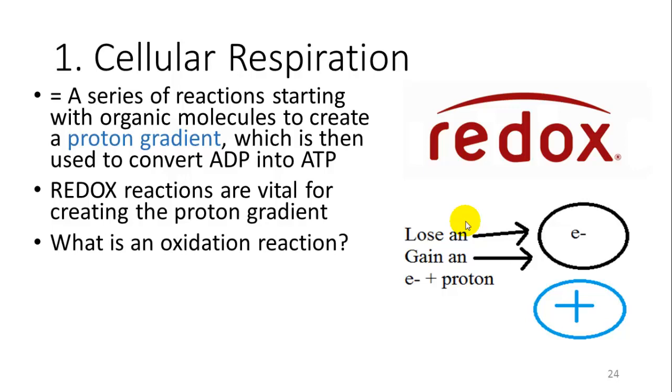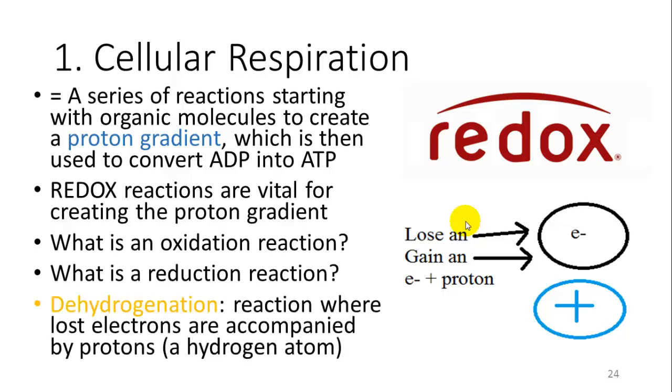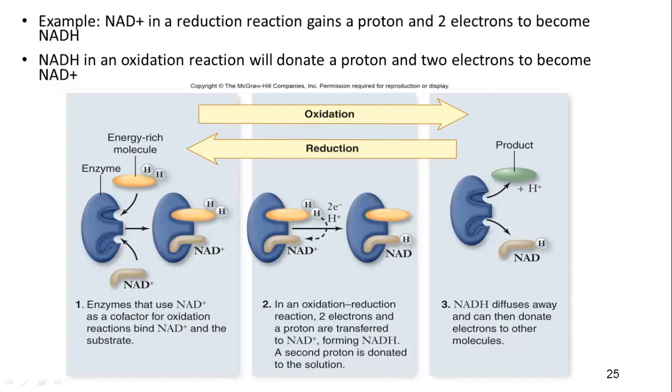As you remember before, an oxidation reaction is where you lose an electron or lose a hydrogen, and in a reduction reaction you gain an electron or you gain a proton. Dehydrogenation then is a specific type where lost electrons are accompanied by protons, which thus makes a hydrogen atom. All right, so an example of a redox reaction which occurs multiple times through cellular respiration is the reduction of NAD+.